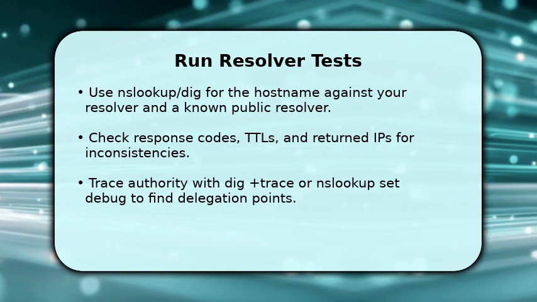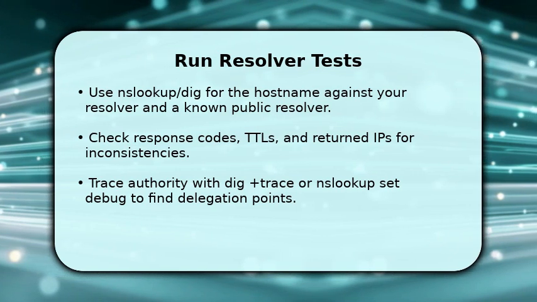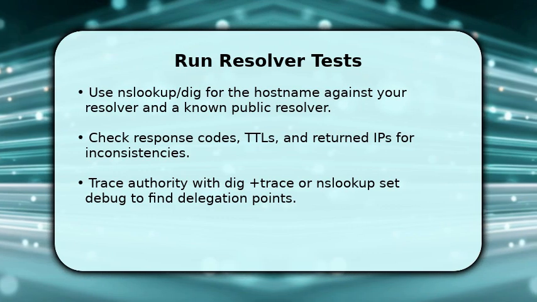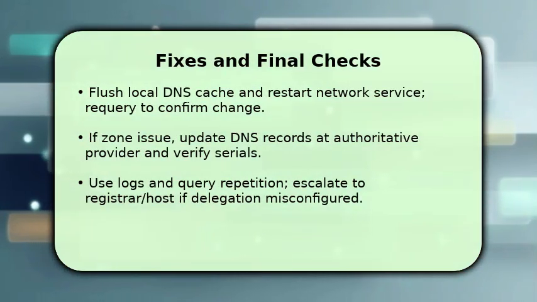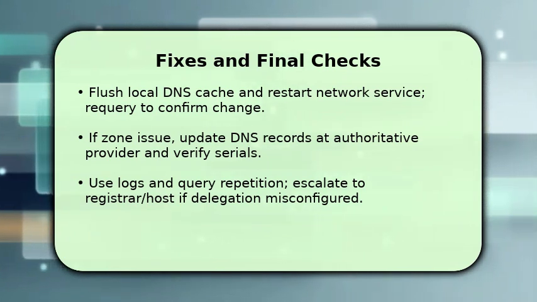Once you see where the answer diverges, trace the delegation chain to identify whether the issue lies at the zone authority or in the resolver. Finish by applying corrective actions. Flush your local DNS cache and restart network services, then requery to confirm resolution. This eliminates cached bad answers.